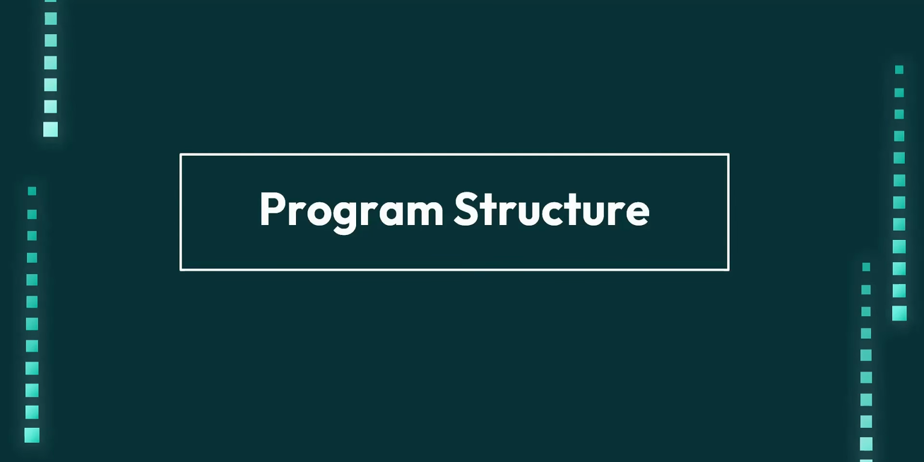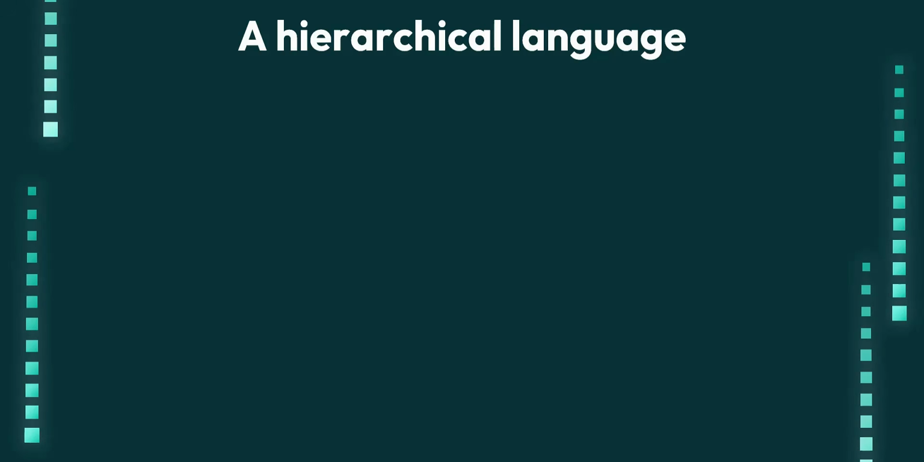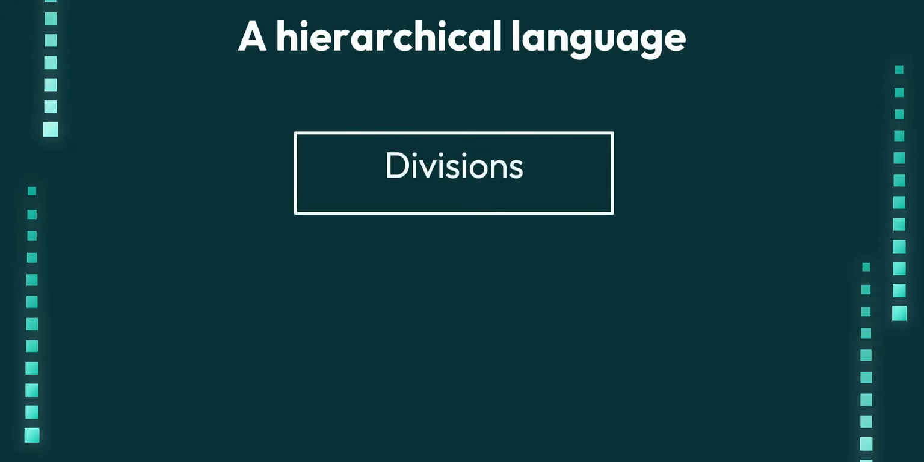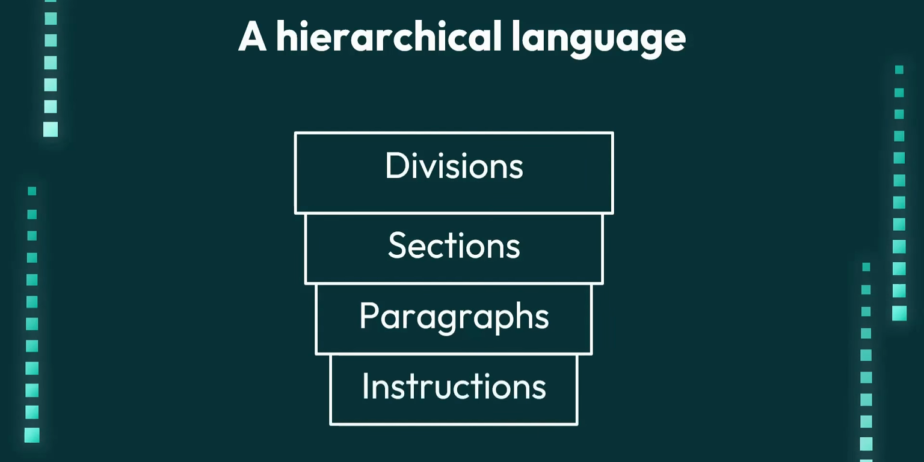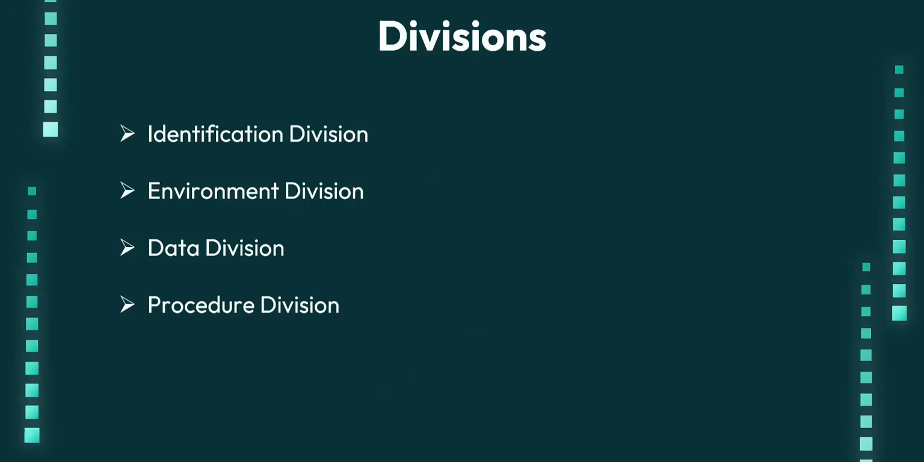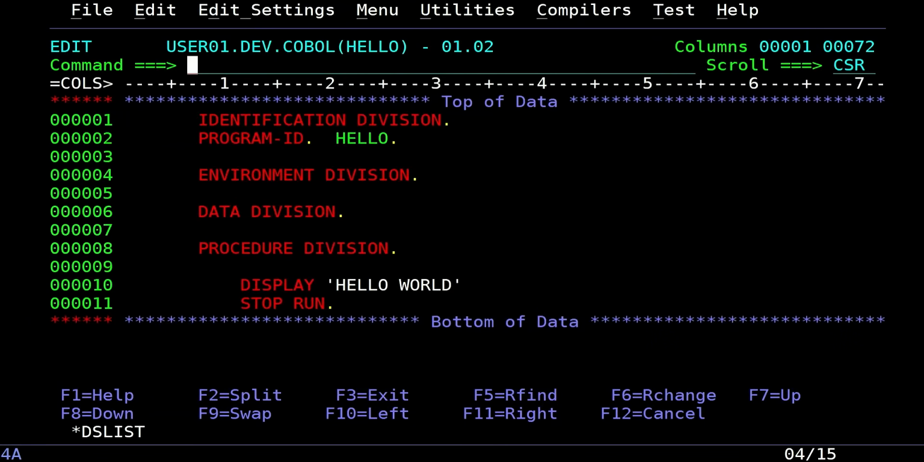Cobol is a hierarchical language. This means that a program is made up of elements which themselves contain other elements. The highest level element is the division. Divisions contain sections. Sections may contain paragraphs, and finally, paragraphs contain instructions. As we have seen previously, a Cobol program is divided into four main divisions: the identification division, the environment division, the data division, the procedure division. A division starts with its name written in margin A, and it ends when the next division begins.